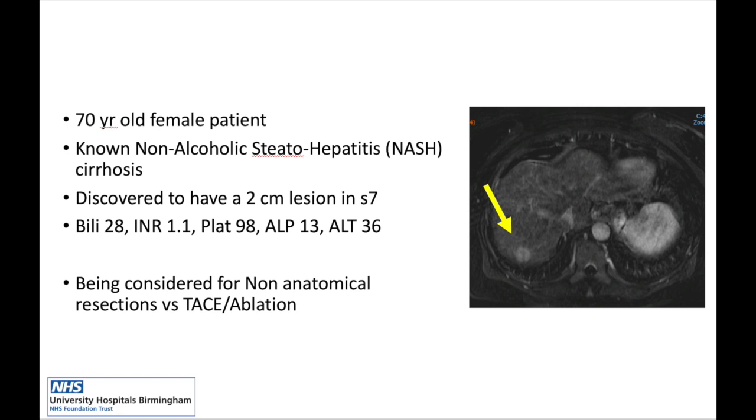Okay, so let's see a case. This is a case of a 70-year-old female patient with a known NASH cirrhosis. On interval imaging surveillance, she was discovered to have a 2 centimeter lesion high posteriorly in segment 7, as you can see here. LFTs are mild to moderately deranged. The multidisciplinary team meeting felt that non-anatomical resection may be a feasible option, and therefore had requested a portal pressure gradient measurement.